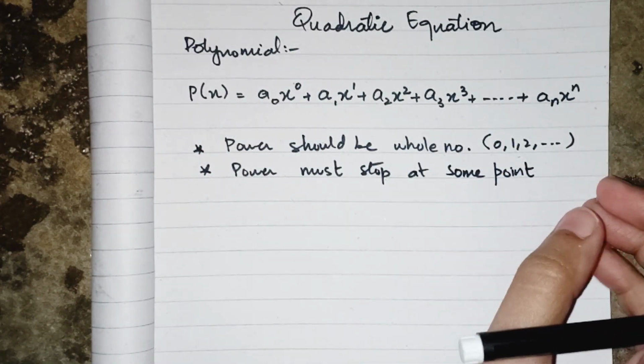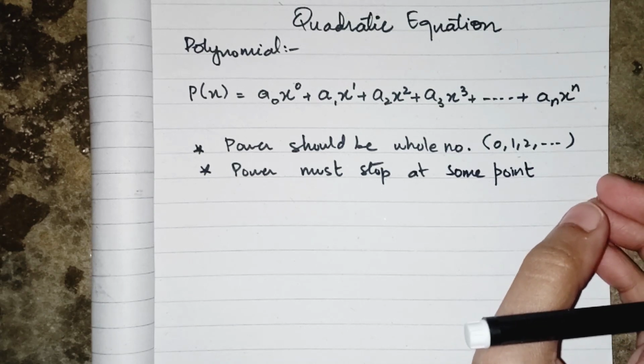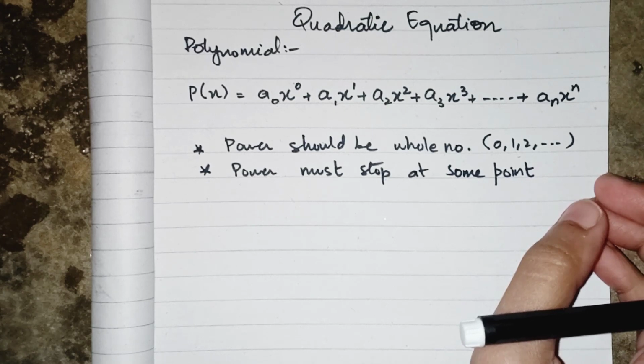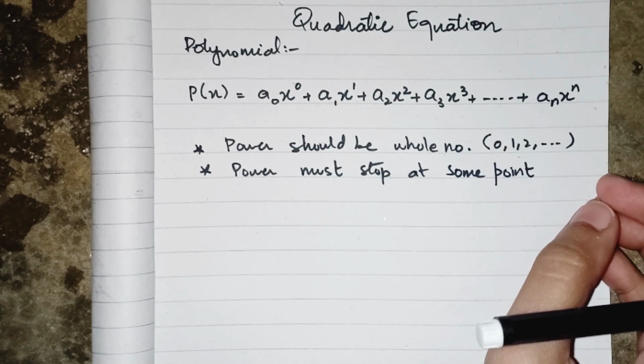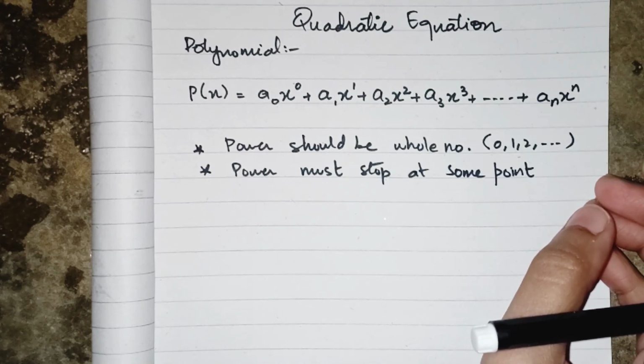Other than that, an expression is a non-polynomial if it has a negative power, a fractional power, or roots, which indicate fractional powers. These are not polynomials.